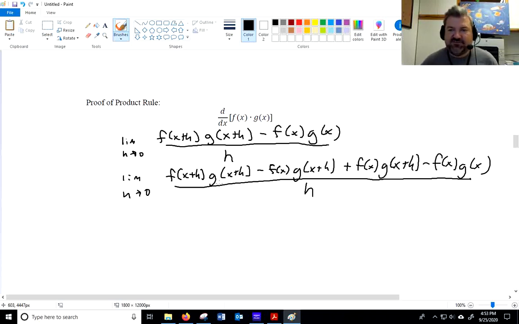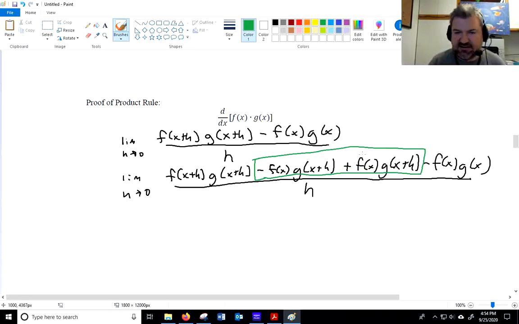So I am adding 0. I do not want to change the value of this ratio here, but I do need to introduce some new things. So I know I need a minus f of x to go with that. I'm going to do this for reasons that will be obvious in a second. But just agree with me that I did not change this because whatever I subtracted, I also added. So I really just added 0, which doesn't change anything. Now that I've done that, I'm going to just do some basic algebra here. I'm going to factor out g of x plus h.